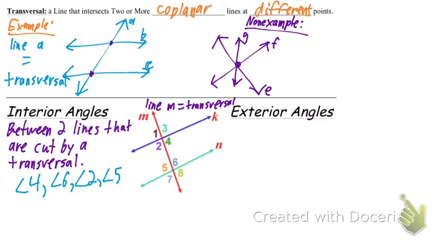Okay, so exterior angles are going to be outside 2 lines that are cut by a transversal.